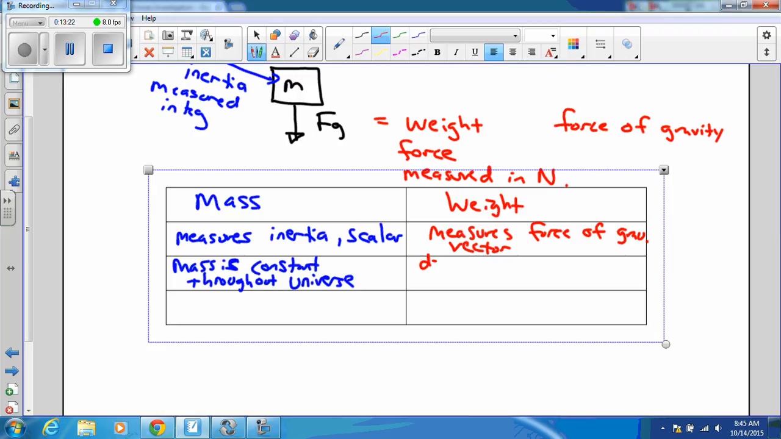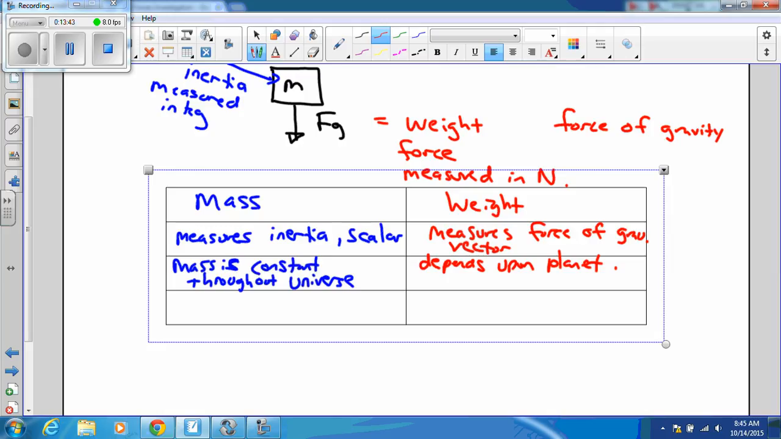And by contrast, the weight depends upon which planet you're on. So I weigh, yesterday I used 80, but I think it's closer to 700 newtons. I weigh about 700 newtons, and I have a mass of about 70 kilograms.